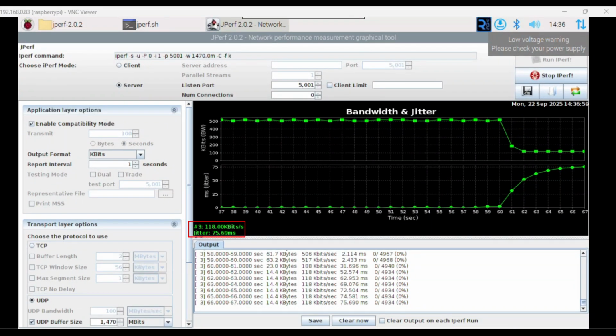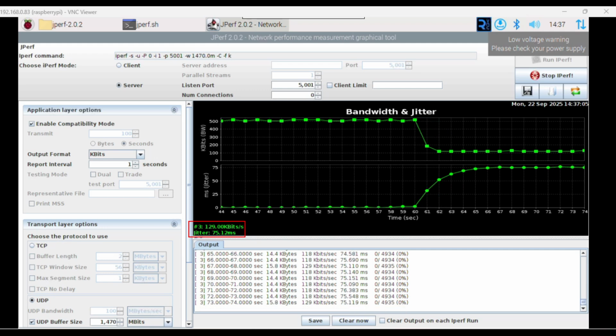This reduction is due to the IEEE 802.15.4 Zigbee limits. While the physical layer supports 250 kilobits per second, MAC overhead, backoff, and retransmissions reduce the effective throughput to around 100 to 120 kilobits per second.